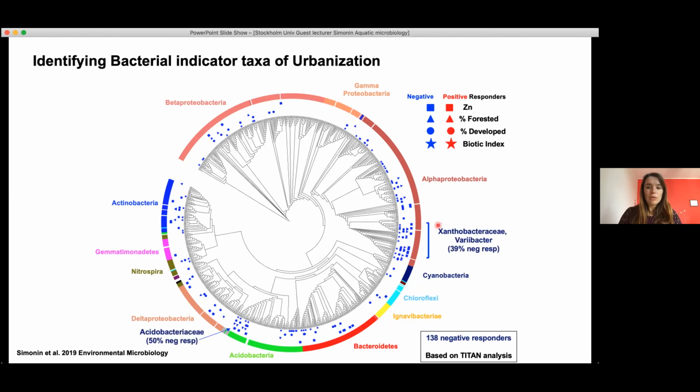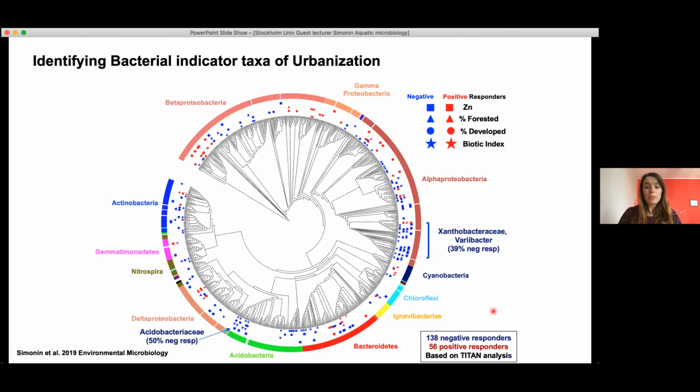But interestingly, we found some conserved response. Some taxa were more negatively impacted than others, especially here, the Xanthobacteraceae, and especially the genus Variibacter. They represented 39% of the OTUs or taxa in this group that were found to be negative responders. And here in the family Acidobacteriaceae, it's 50% of the taxa that were found to be negative responders. Those groups have multiple points, so they're responding to multiple different variables. So they're potentially robust indicator taxa.